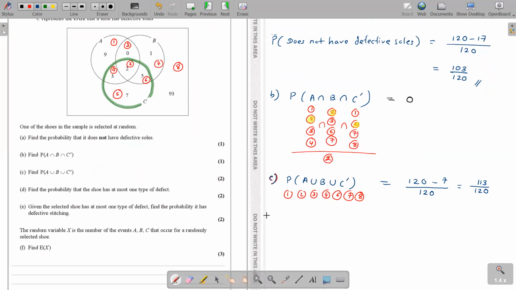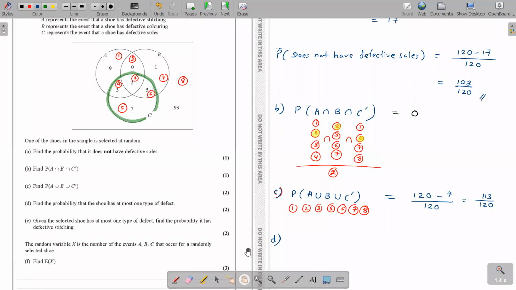Next one, part D. Find the probability that the shoe has at most one type of defect. What do you mean by at most one type of defect? At most means maximum. The maximum it can have is one type of defect. So it has at most one defect, or it can also have no defects. At most means the maximum is 1. It can even be 0, meaning there are no defects at all.